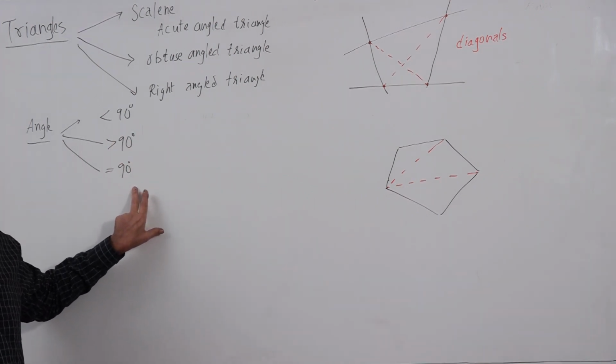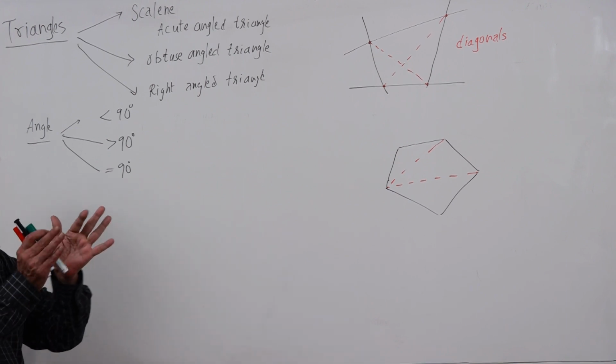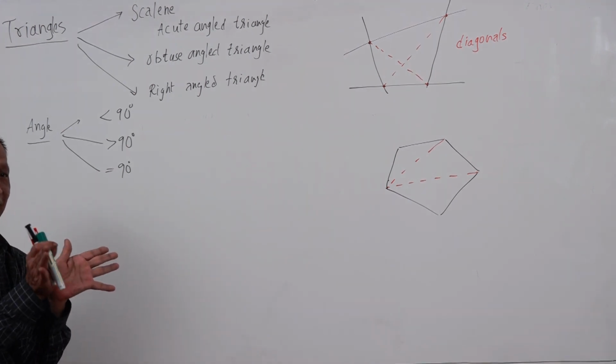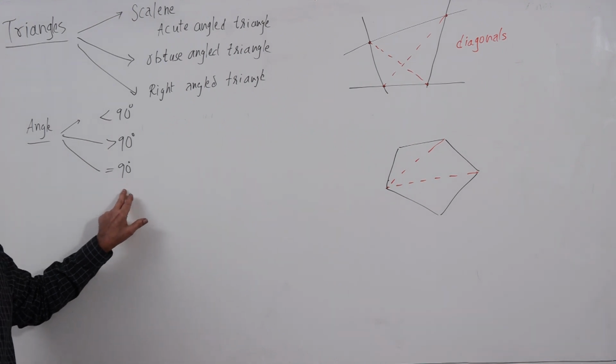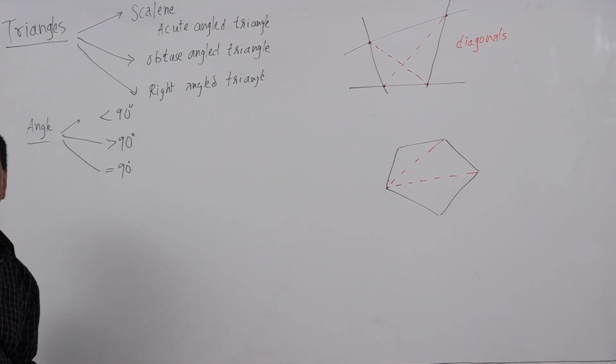And right angle triangle: 90 degrees is known as a right angle. So that is the right angle triangle, where one of the angles is 90 degrees. That triangle is known as a right angled triangle.